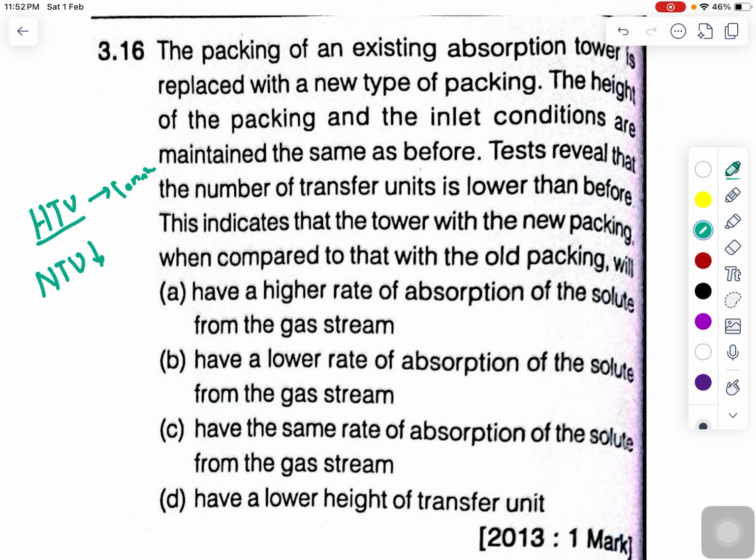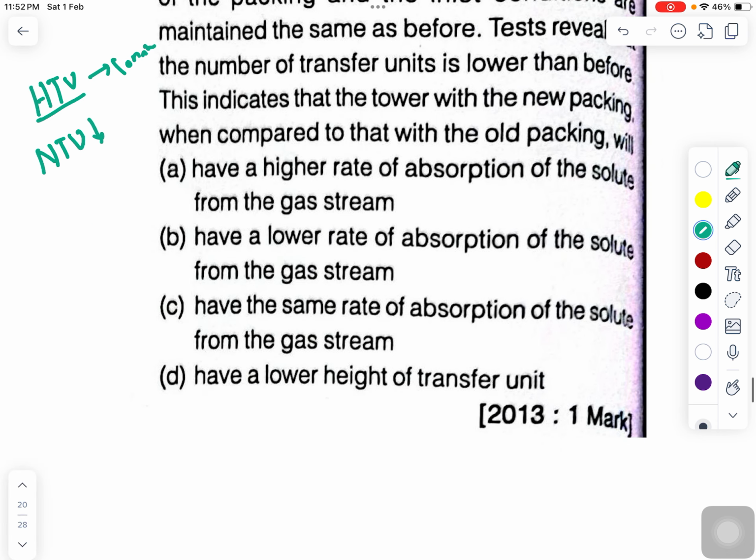This indicates that the tower with the new packing, when compared to that with the old packing, will have a higher rate of absorption of the solute from the gas stream, a lower rate of absorption of the solute from the gas stream, or the same rate of absorption of the solute from the gas stream. And sorry, here NTU is not fixed, height of the tower is fixed, so height is constant.